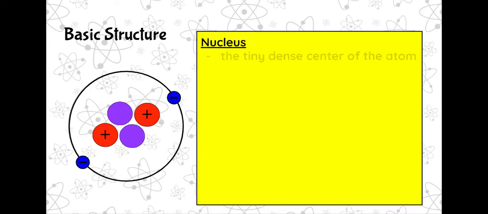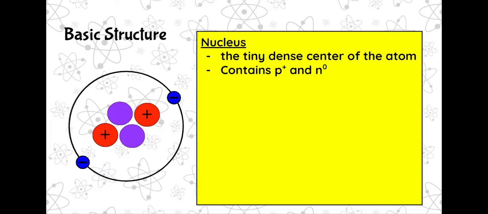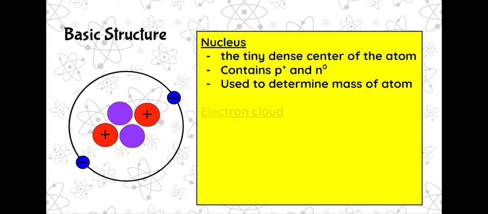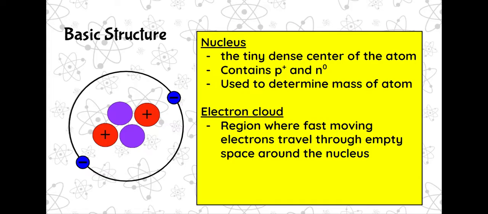Let's go over that nucleus. Again, it's the tiny dense center of an atom. It contains both the protons and the neutrons, and it's how we figure out the mass of an atom. The electron cloud is the region where those fast-moving electrons are traveling through empty space around the nucleus.